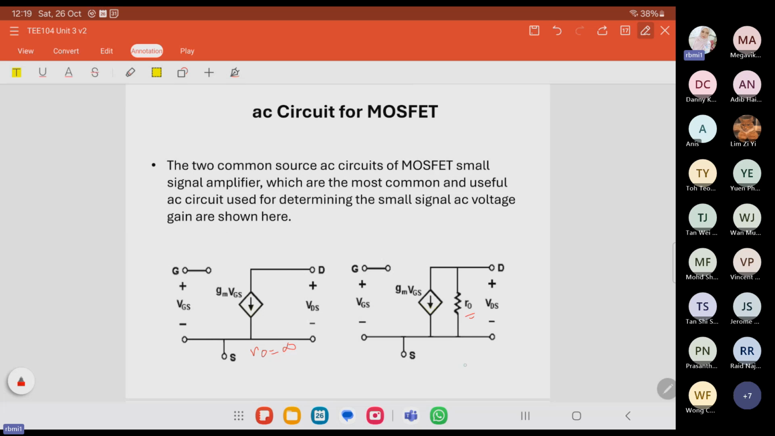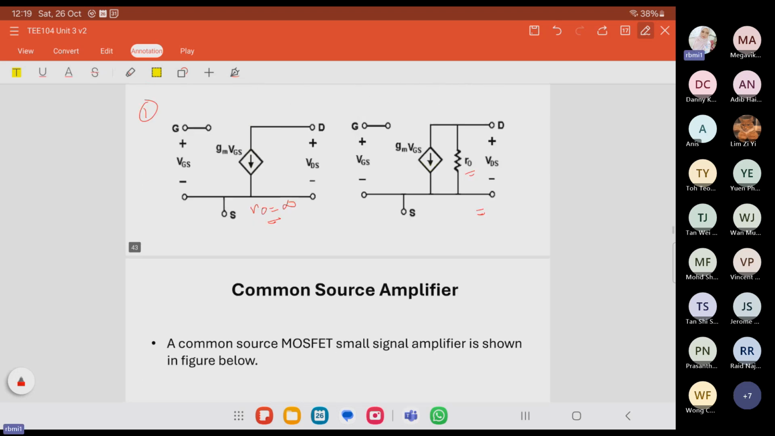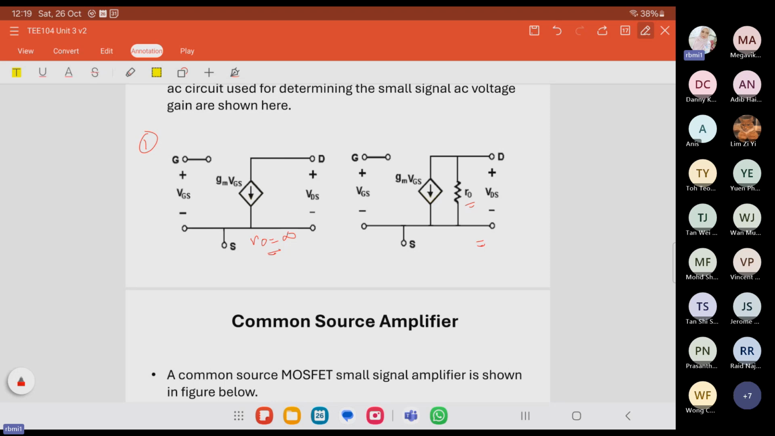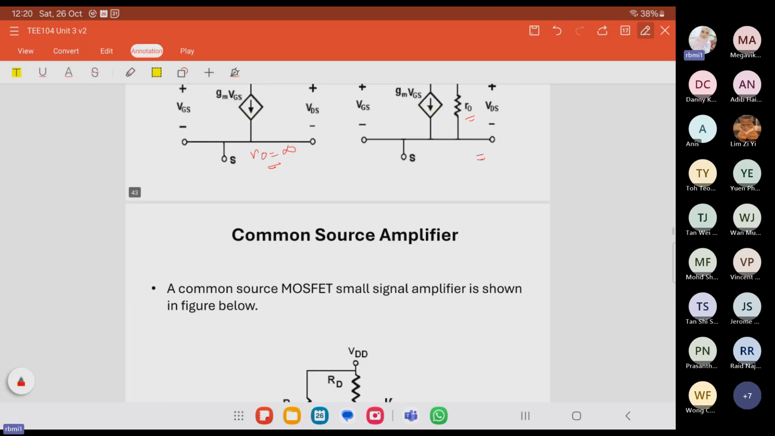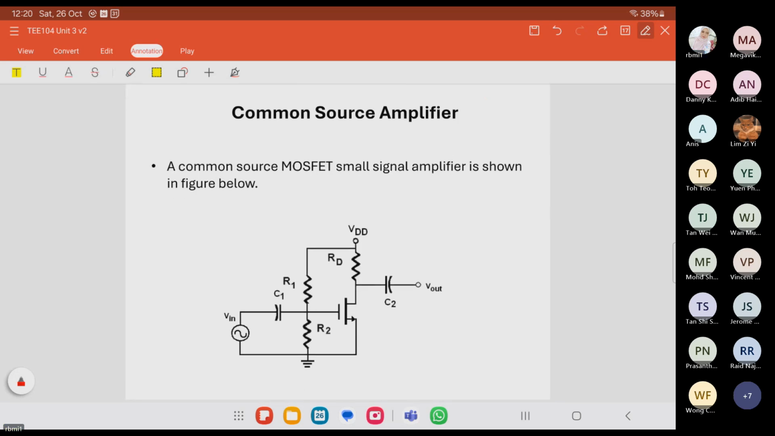Okay, two common source AC circuits of the MOSFET small signal amplifier, which are the most common and useful AC circuits used for determining the small signal AC voltage gain. The first one is the MOSFET equivalent circuit using the transconductance formula. Without the R naught, and this one is with the R naught. The analysis for the MOSFET is the same as the JFET, especially for the voltage gain. And this is the common source amplifier. We have the C1 capacitor, C2 capacitor with the drain, gate, and the source. The source is connected to the ground.